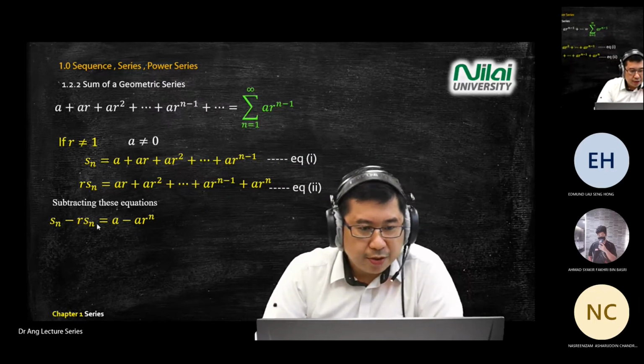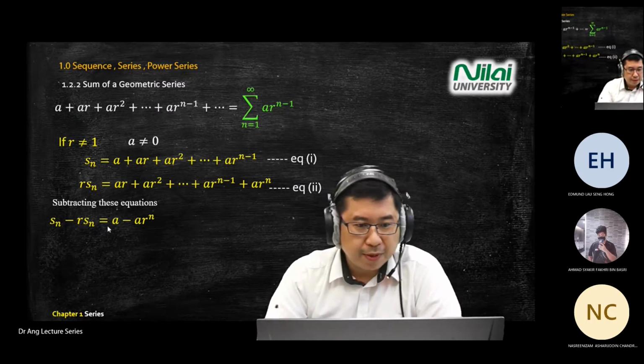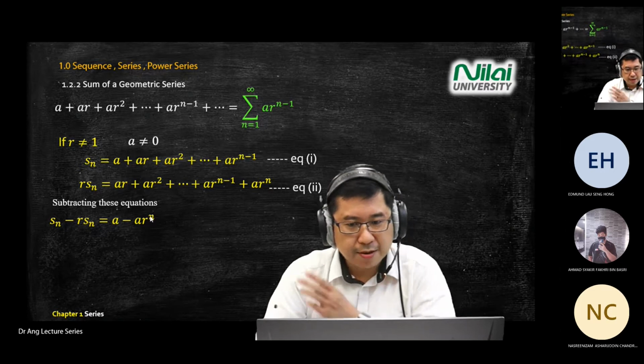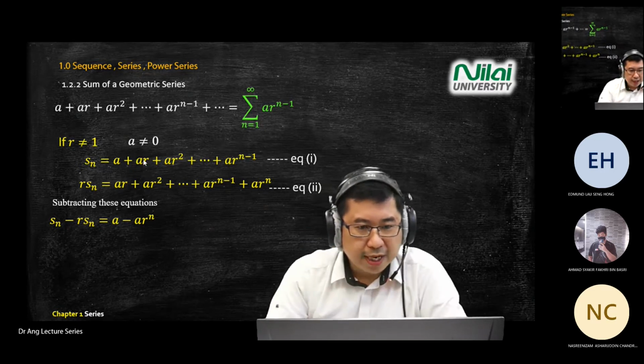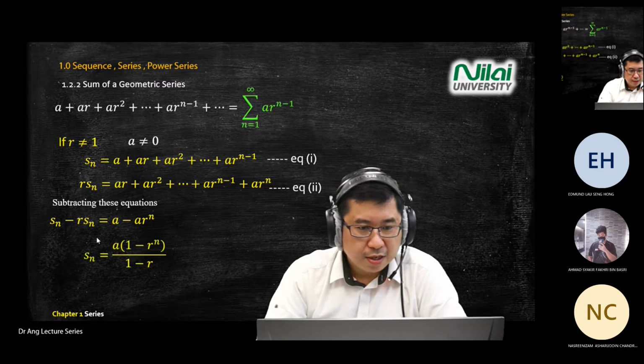So you get this equation, Sn minus R Sn equals A minus AR power n, because we can cancel this one with this one, because we take equation 1 minus equation 2, this one minus this one, and so on. So you can rewrite your equation as Sn equals A(1 minus R^n) divided by 1 minus R.